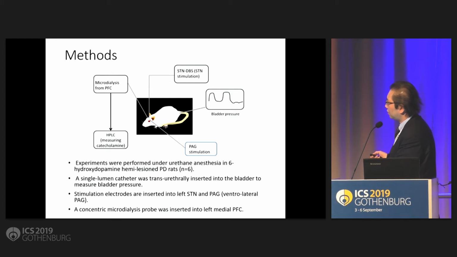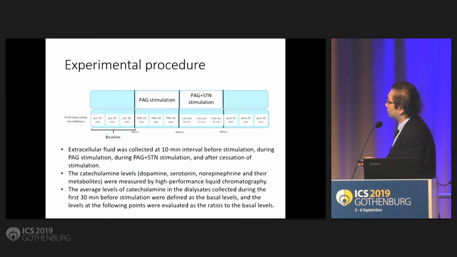We stimulated the ventrolateral PAG. A concentric microdialysis probe was inserted into the left medial prefrontal cortex. So this is the experimental procedure. Extracellular fluid was collected at 10 minute intervals during PAG stimulation, during PAG plus STN stimulation, and after cessation of the stimulation. The catecholamine levels were measured by HPLC.